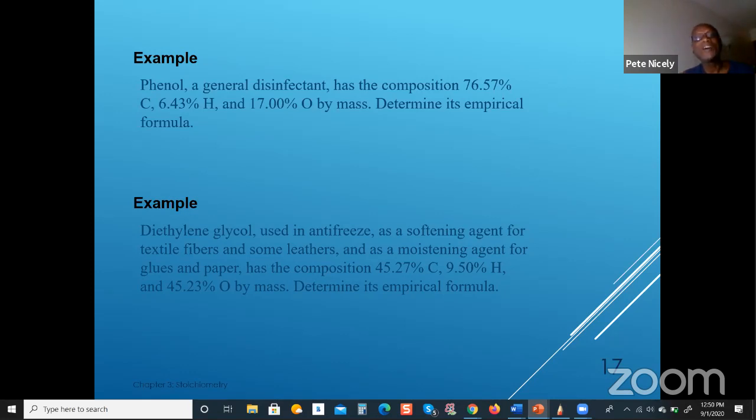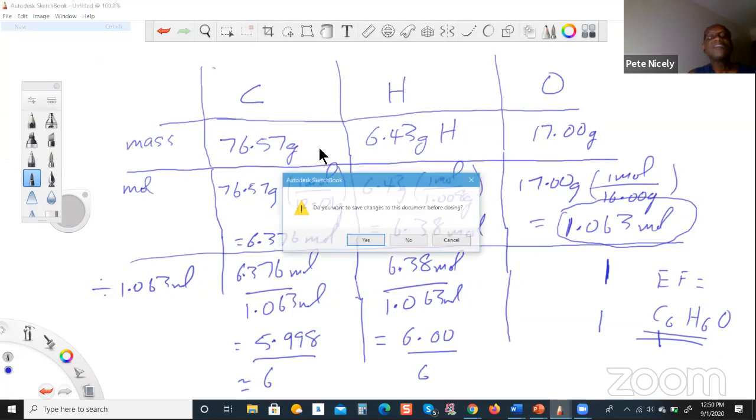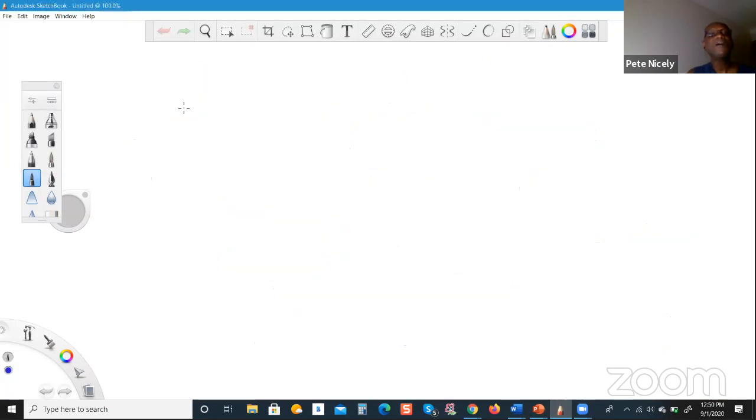For now, what we'll be concerned about is calculating the empirical formula based on the data that is given. And again, the principle is the same as in the previous two examples, right? So let me go back to this. Let me clear this. Okay, and it's the same three elements again: carbon, hydrogen, and oxygen.